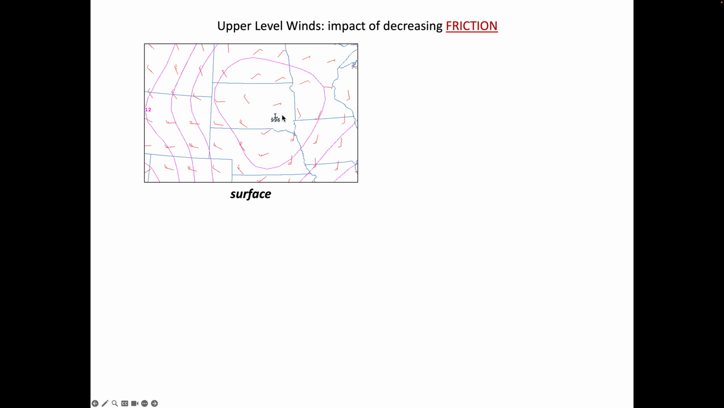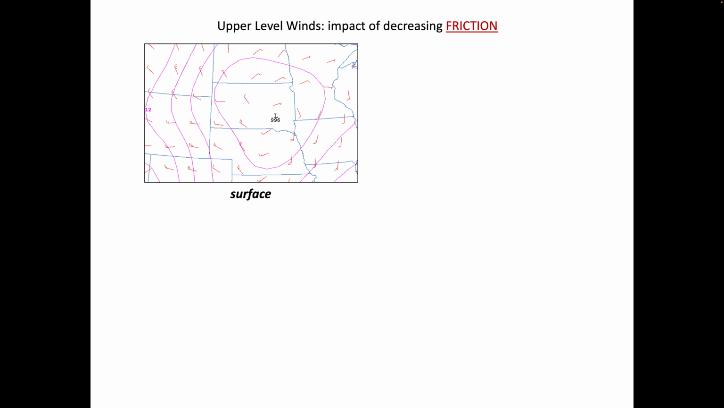Okay, let's talk about the fact that as we move up from the surface and we start looking at our upper level wind fields, friction becomes negligible. So if we take a look at a surface map for a particular example, here's a low pressure system that is centered over southeast South Dakota. And you can see that if we take a look at the winds, which pretty much represent a balance between the pressure gradient, Coriolis, and frictional forces, you can see our counterclockwise and inward directed circulation as you would expect around a center of surface low pressure.